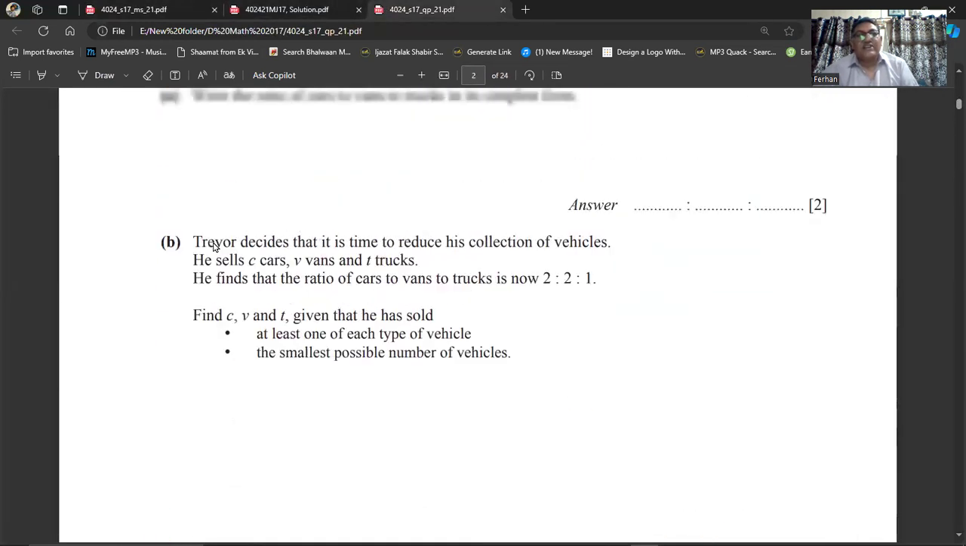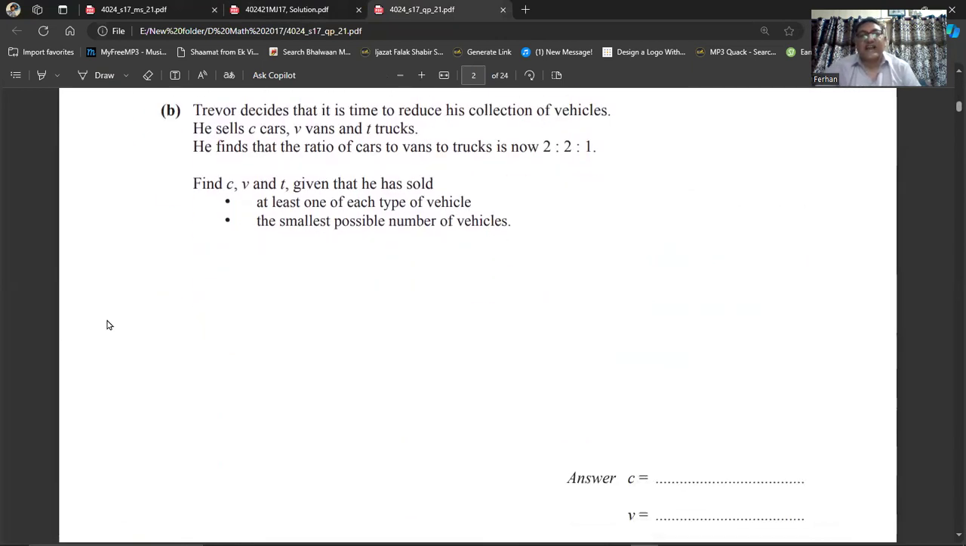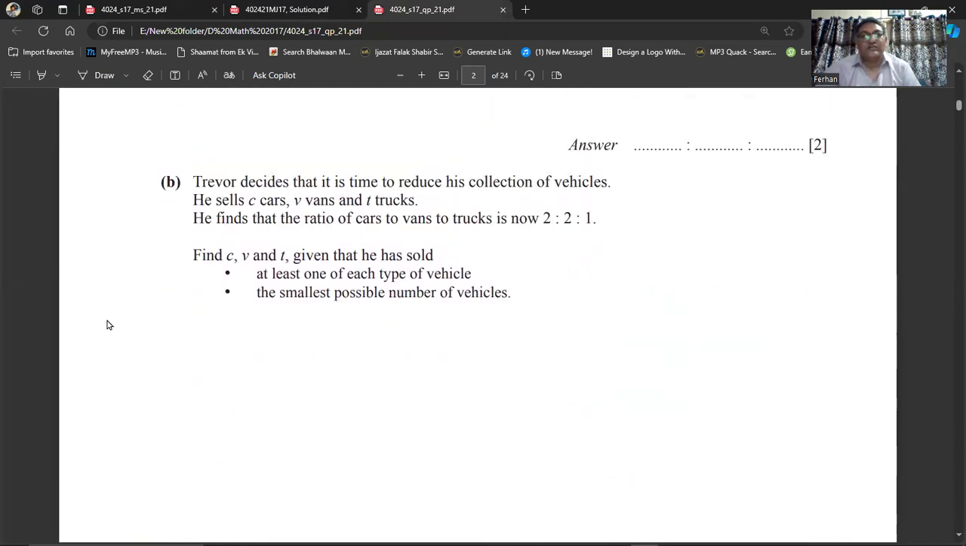Question number 1, and it's B part. It's a 2 marks question. Trevor decides that it is time to reduce his collection of vehicles. He sells C cars, V vans, and T trucks. The C, V, and T are basically representing the number of those vehicles which he has sold.